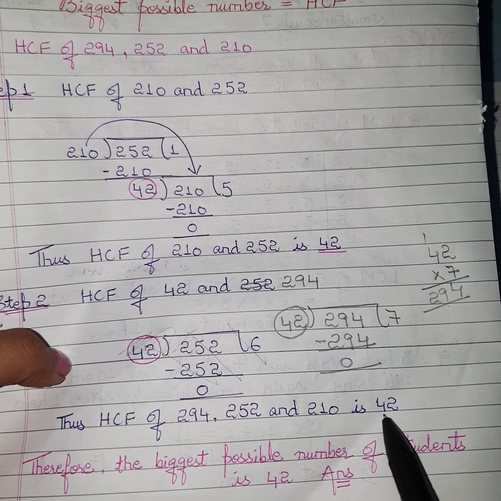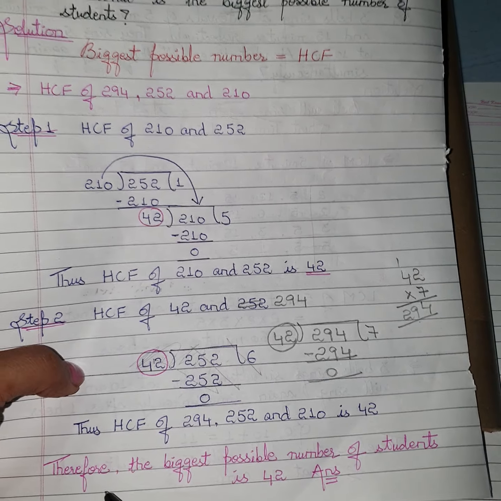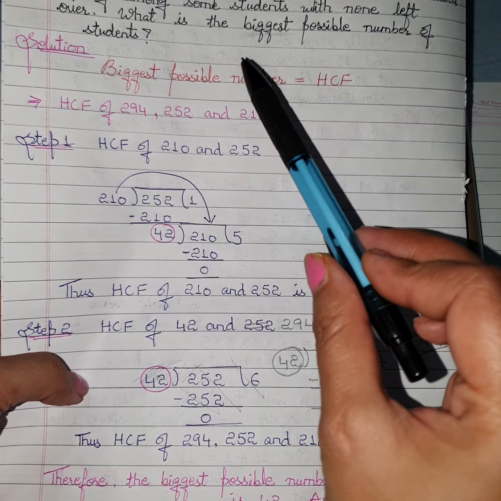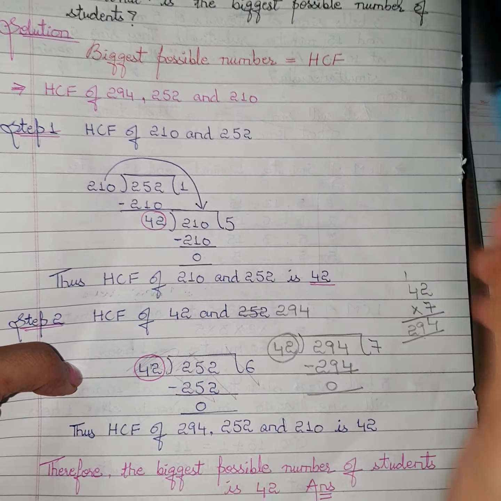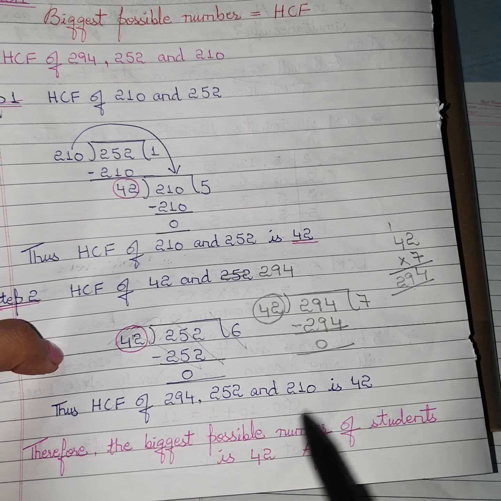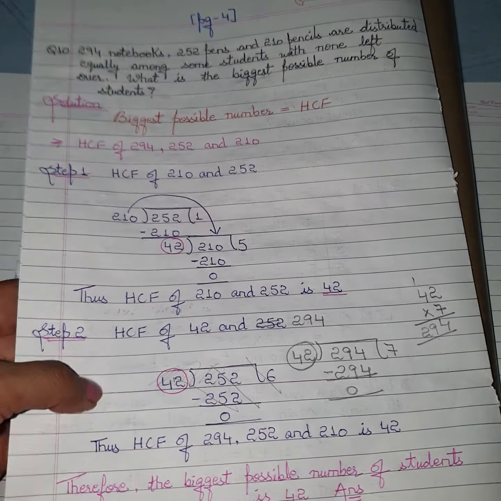Okay students, so the final statement will be: therefore the biggest possible number of students is 42. Got it? So this is our question number 10.